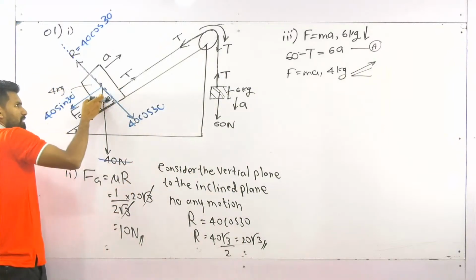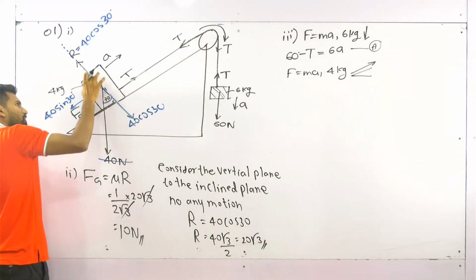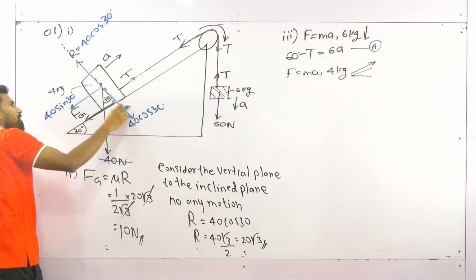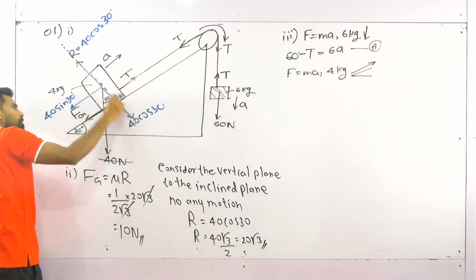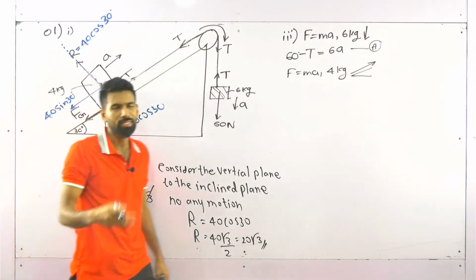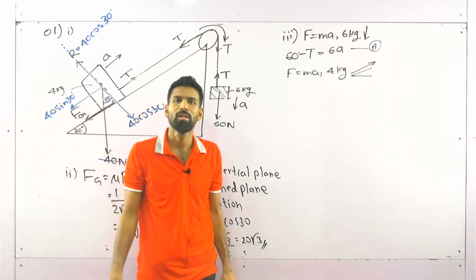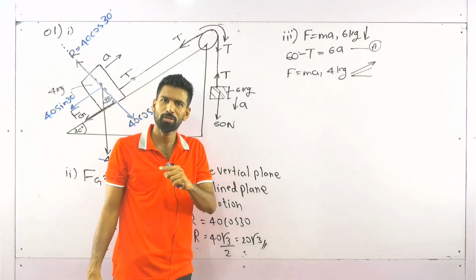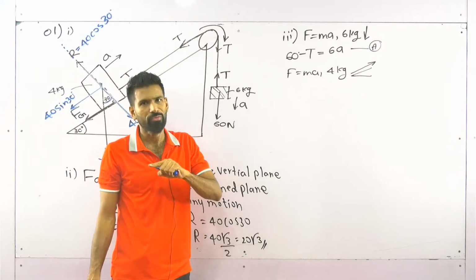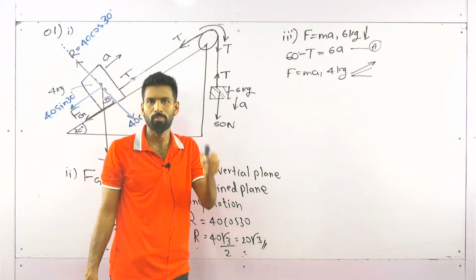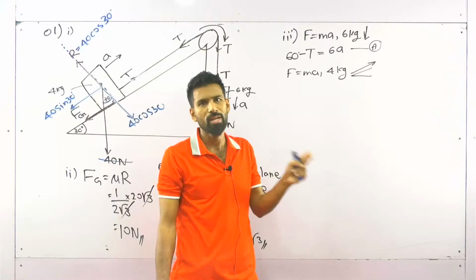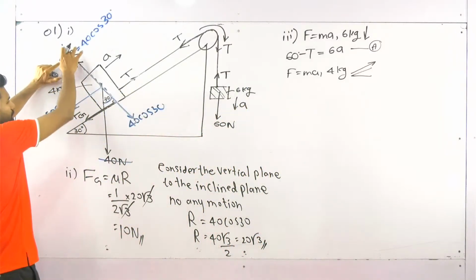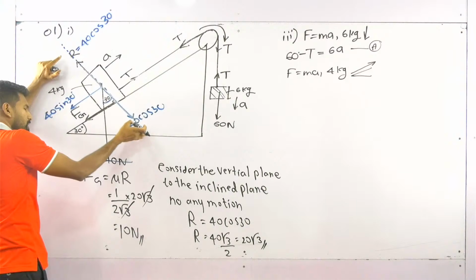As I'm applying F equals ma for this 4 kg mass parallel to the plane, the forces perpendicular to the plane will cancel out. Cancel out means they are not used. Why? Perpendicular vectors do not affect the plane that we are dealing with. If the vectors are perpendicular to the plane, they will not affect our equations. So R and 40 cos 30, I don't need to consider them.